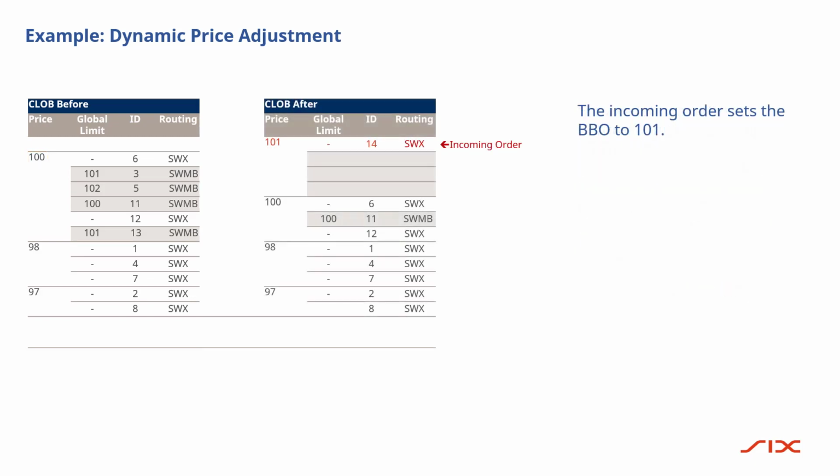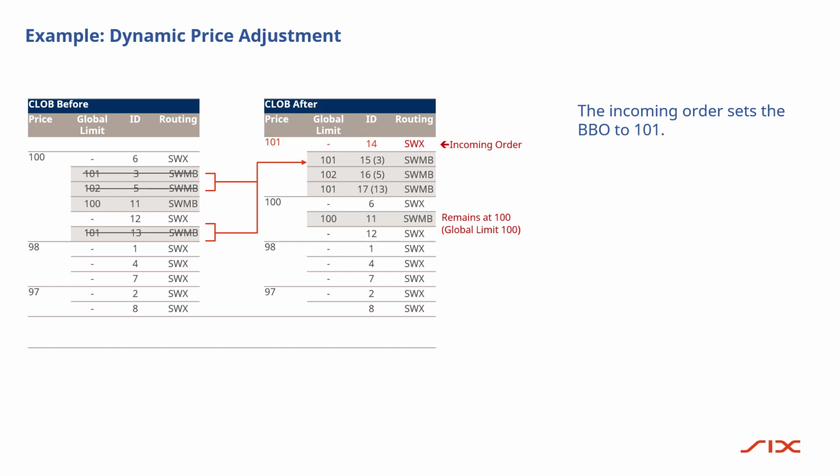In a next step, order ID 14 enters the central limit order book and becomes the new BBO. Order IDs 3, 5 and 13 are adjusted and get a new order ID. In this example, 3 becomes 15, 5 becomes 16 and 13 becomes 17. The price of the resting order ID 11 is not adjusted to the new BBO, because the BBO is better than the global limit price of 100 of order ID 11.